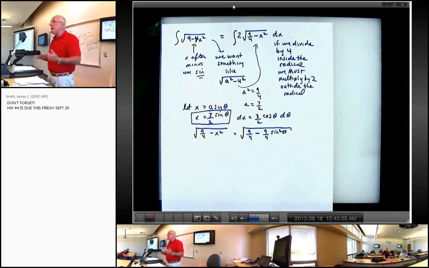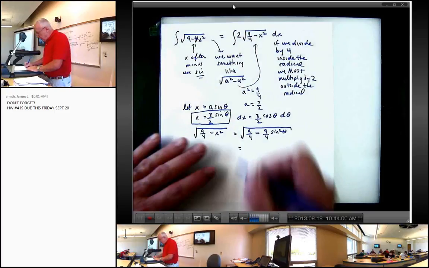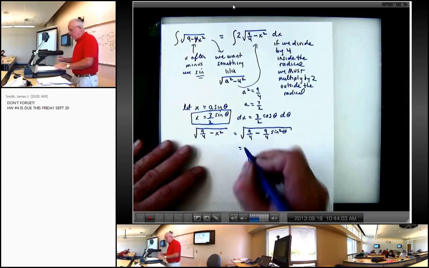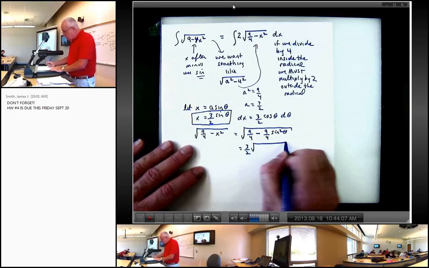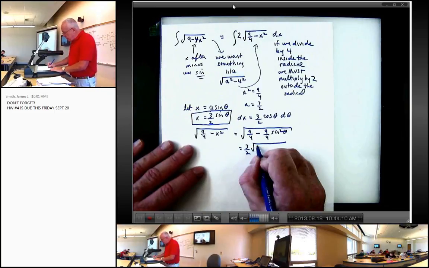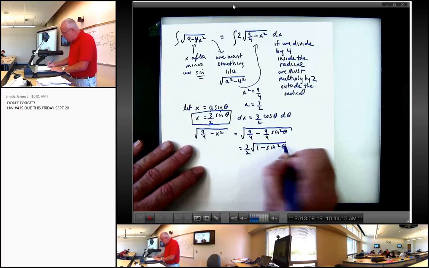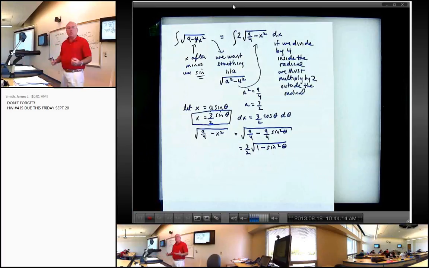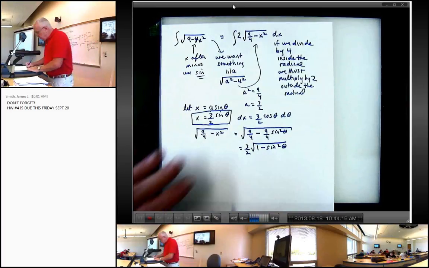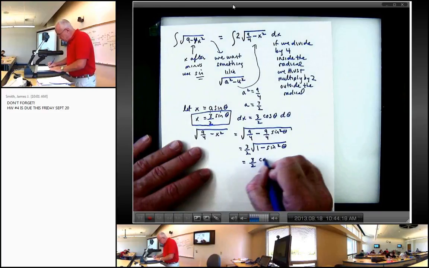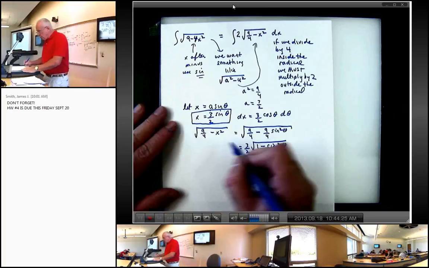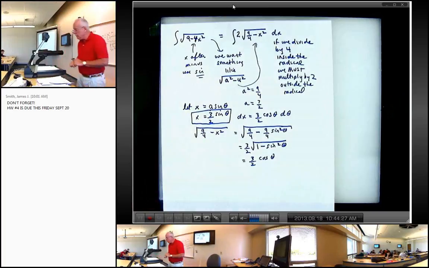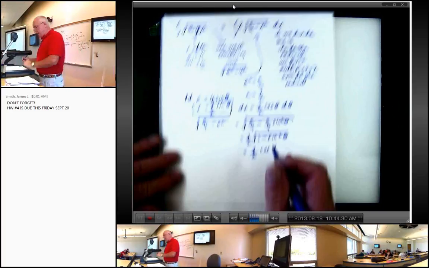And notice we can take a 9/4 out from under the radical, but what would I have to put in front to do that? 3 over 2 if I take that 9/4 out. So this becomes 3/2 times the square root of 1 minus the sine squared of theta, and that's, of course, the cosine squared. So this becomes 3/2 times the cosine of theta when I do the square root. So that's what my radical is going to be replaced by.